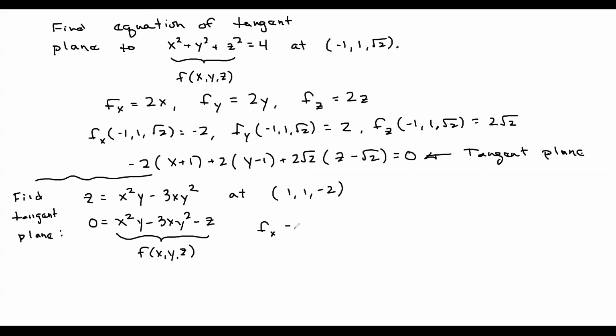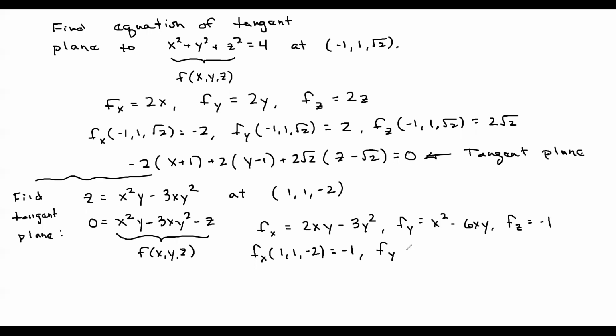So you can do partial with respect to x, and that's going to be 2xy minus 3y squared. Partial with respect to y, we're going to get x squared minus 6xy. And then partial with respect to z is going to equal negative 1. And plug in the point, partial with respect to x at 1, 1, negative 2. If we plug in 1 for x and 1 for y, what are we going to get? This is going to be 2 minus 3, that's negative 1. And partial with respect to y at 1, 1, negative 2 is going to produce 1 minus 6, so that's negative 5.